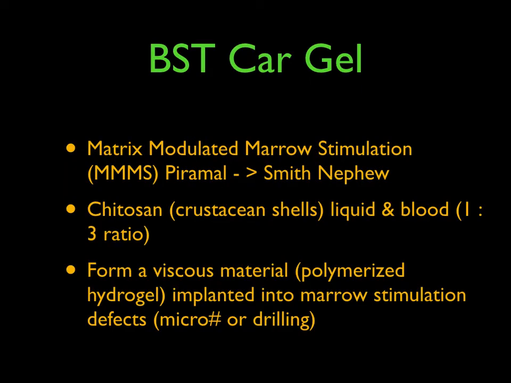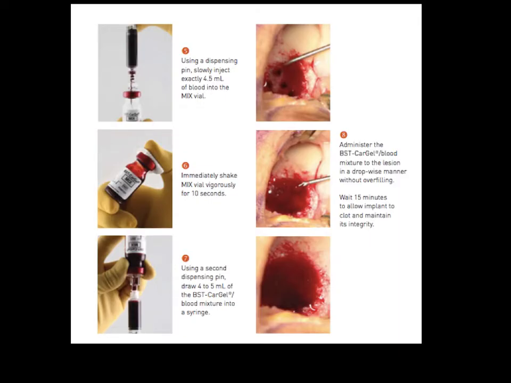And then this is another generation of scaffold which is called BST-CarGel. It's important because it's one of the Indian companies, the Piramals, but the Canadian research arm of Piramals developed this product, and it was later brought in by Smith & Nephew. So there's some indigenous research, and I thought I'd at least mention it. It had the crustacean shell derivative chitosan mixed with blood in a 1:3 ratio, and this resulted in formation of a polymerized hydrogel which could be implanted into our target site. So something of this sort. This is again from the company manual. You inject the blood into this bottle and then aspirate it and inject it into this area. This is how the CarGel works.